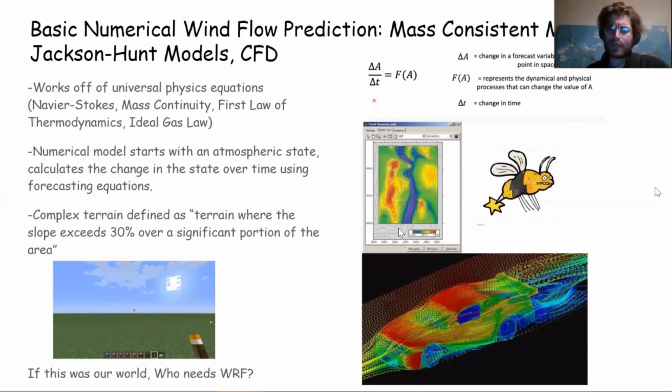And this is going off of Brouwer's chapter on NWP. He quotes that complex terrain is defined as a terrain where the slope exceeds 30% over a significant portion of the area. So if an area is more than 30% slopey, then WASP is going to be basically useless.